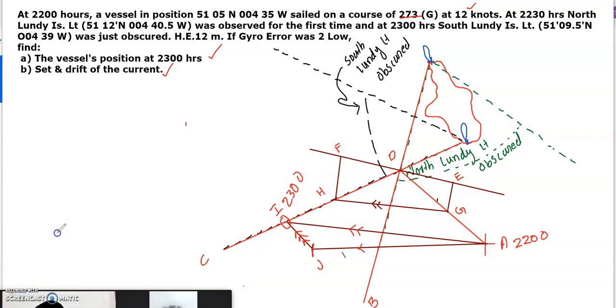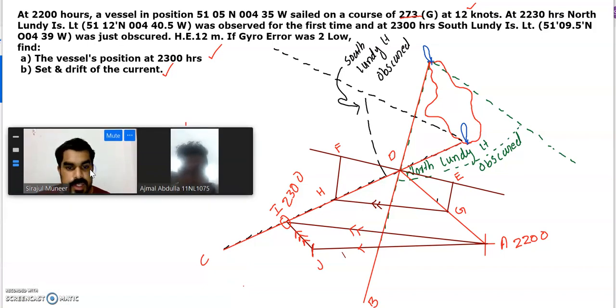Okay, clear? Any other doubts? This problem you understood, no? The remaining I will explain later. Is it okay?